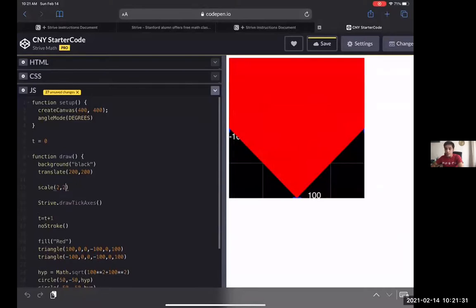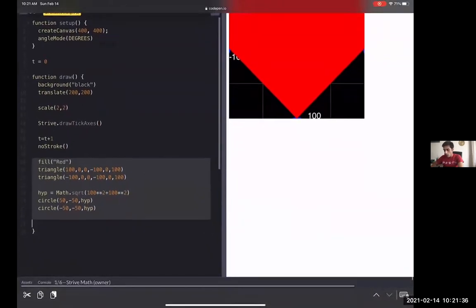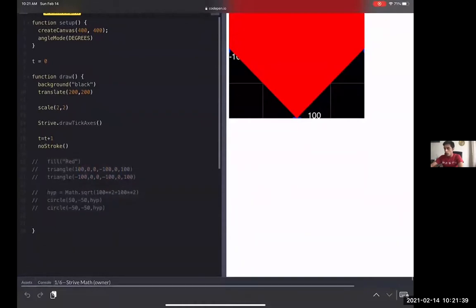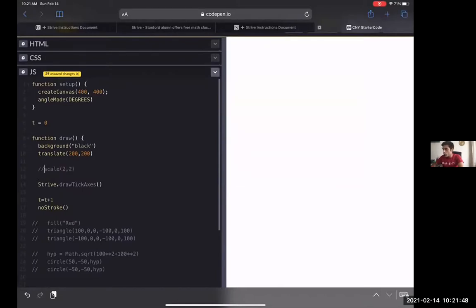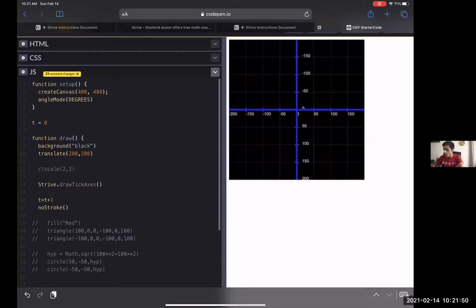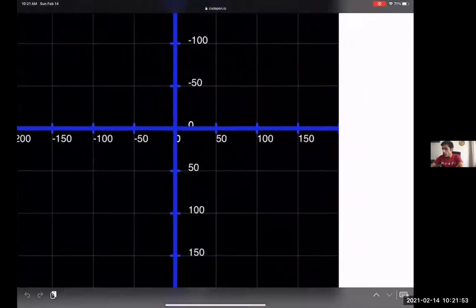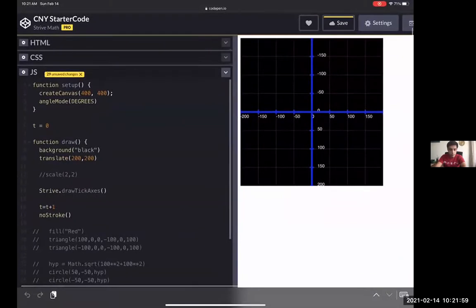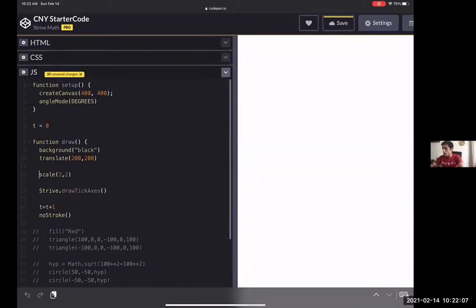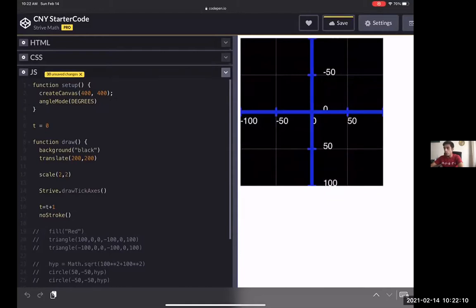So look at that. I have zoomed into the screen. Let's remove the heart. I think this might make sense if I remove the heart. Okay, remove the heart. So you see how before, the rightmost point on my axis is 200, right? And the bottommost point is 200. But now if I do scale 2, then you will see that the rightmost point now will become 100, and the bottommost point will also become 100, right?